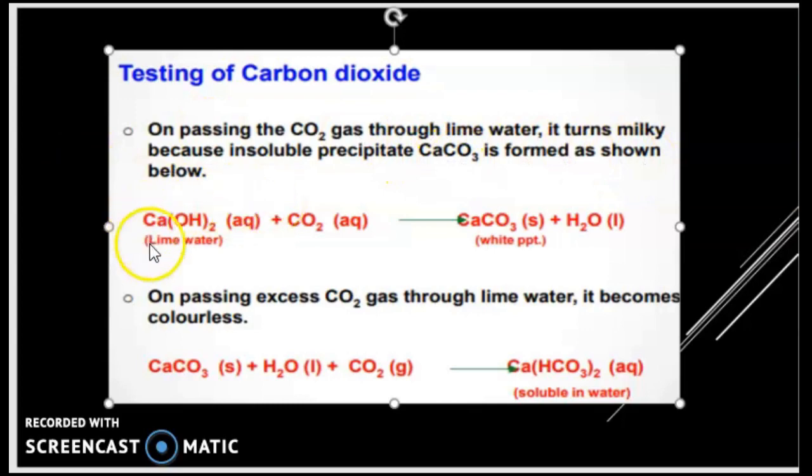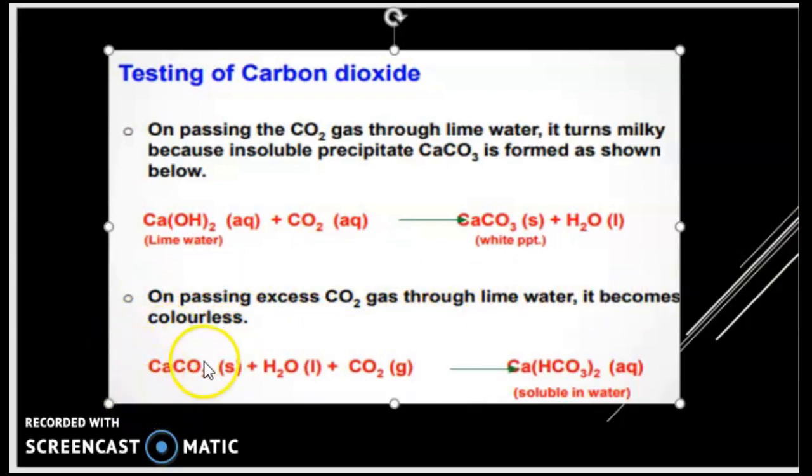That is calcium hydroxide. When it reacts with carbon dioxide, it will form calcium carbonate, that is the white precipitate, plus water. And on passing excess carbon dioxide gas through lime water, it becomes colorless.